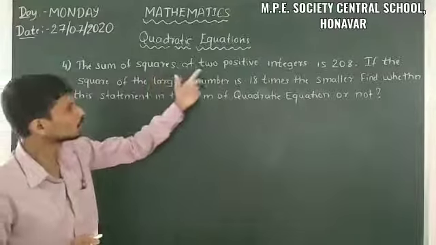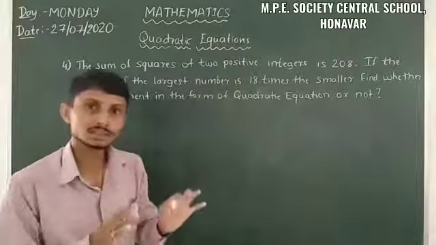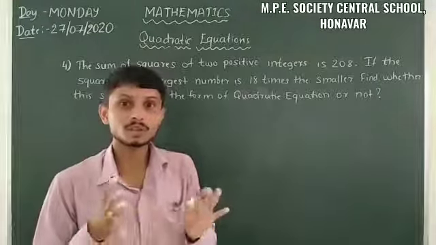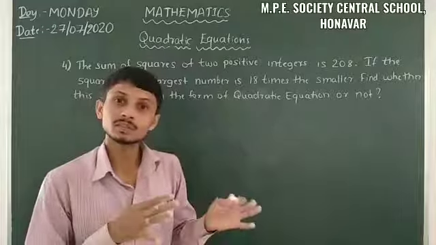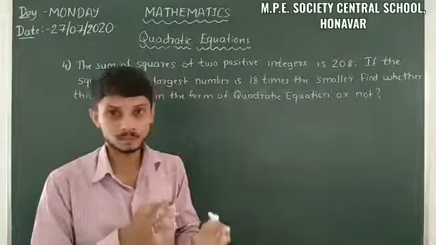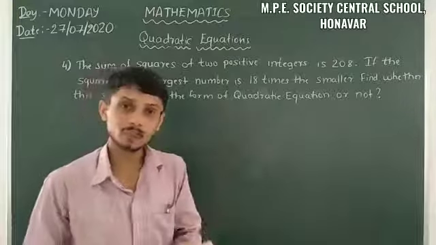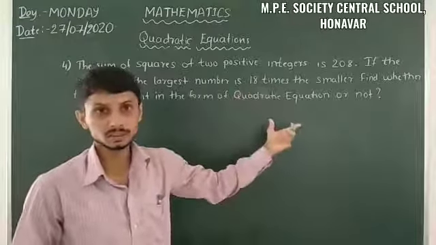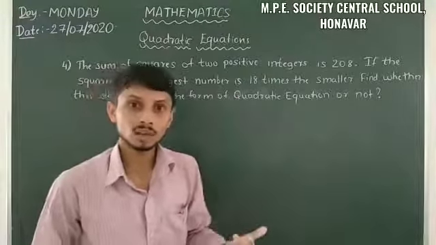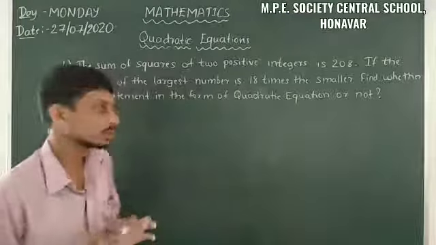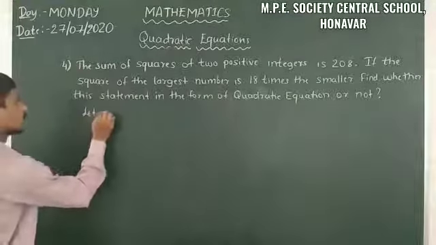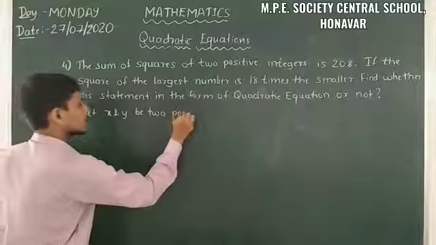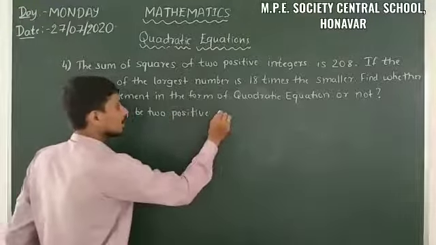The sum of squares of two positive integers. So that means there are two positive integers. We don't know what they are. Here there is no question of finding those numbers; we have to check whether it is quadratic or not. So here we have to take the two unknown positive integers, x and y. So let x and y be two positive integers.